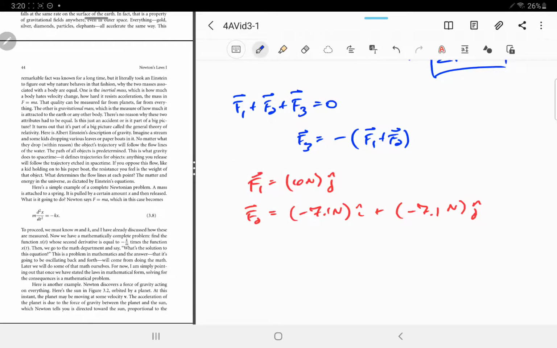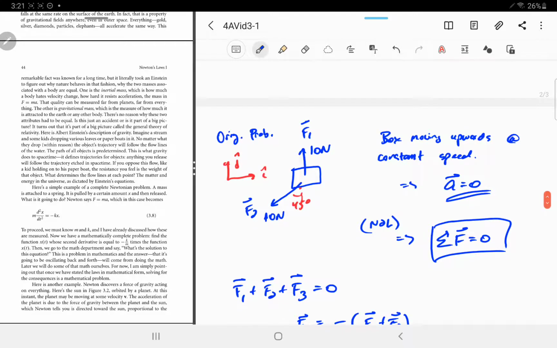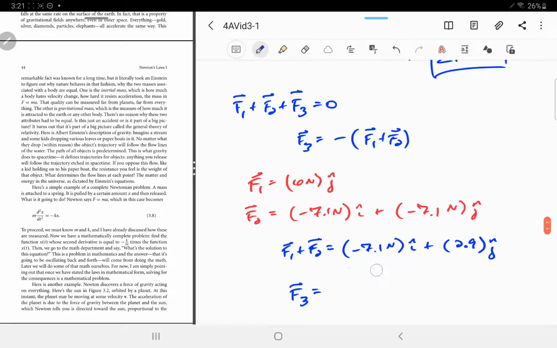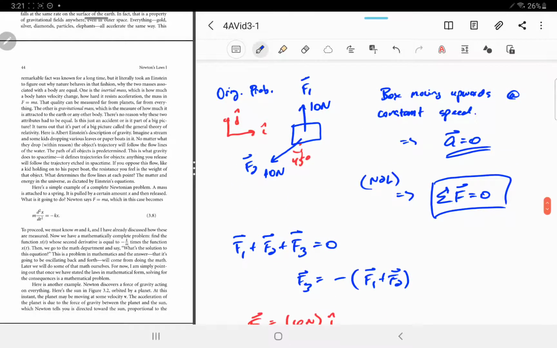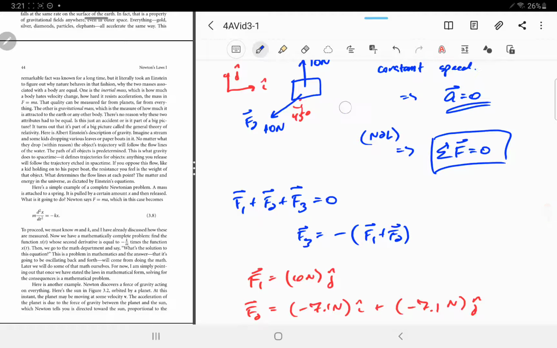So if we add these two, F1 plus F2, our i hat is negative 7.1. And then for j hat, it's 10 minus 7.1, which is 2.9, positive 2.9 j hat. So our F3 is minus that. In other words, F1 plus F2 is pointing left and up a little bit. The negative i hat is left, and this is a little bit upwards. But F3 is going to point down and right, because it needs to counteract these two things.